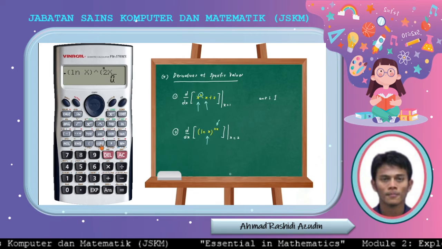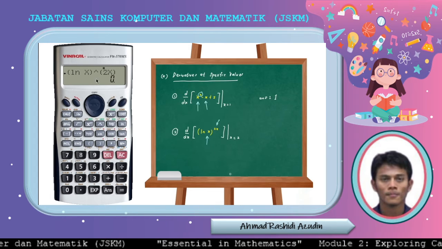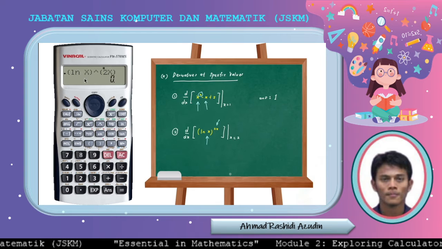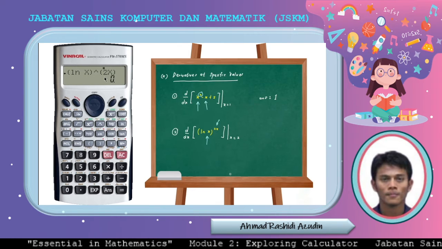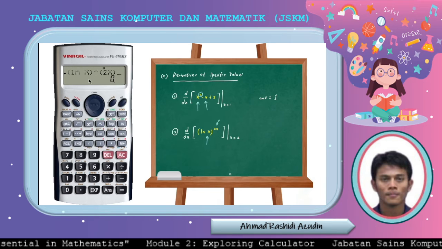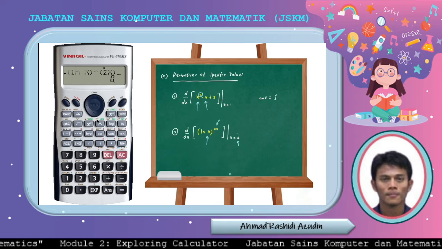Next we close the bracket. So this is how you key in the inputs for ln of x, the whole expression to the power of 2x in the calculator. Next we need to include this value x equals to 2.